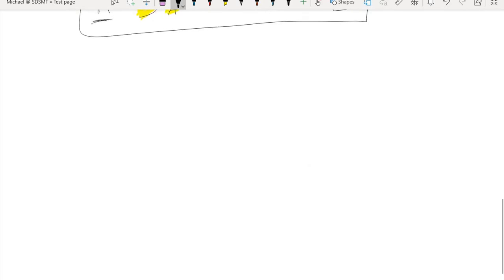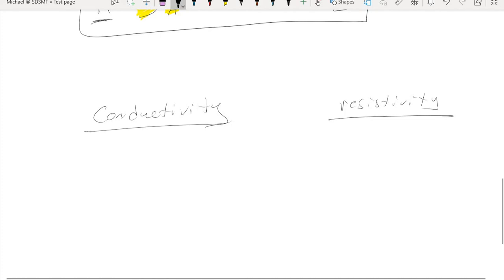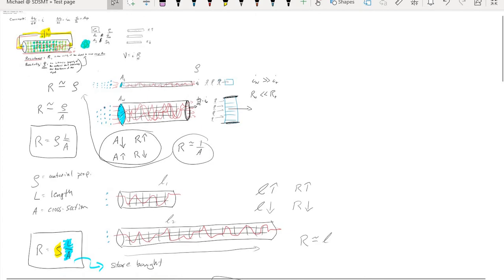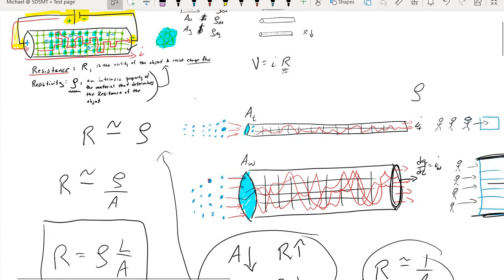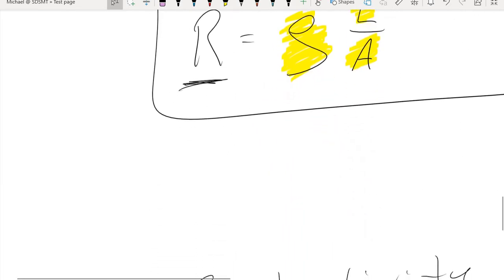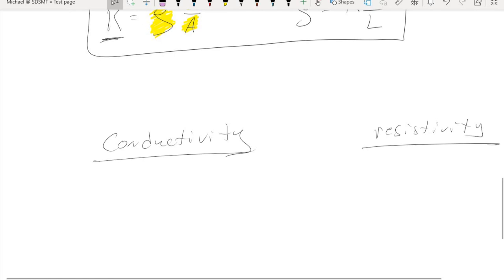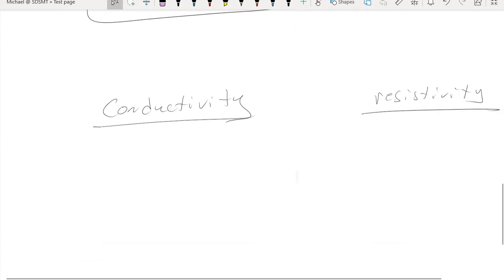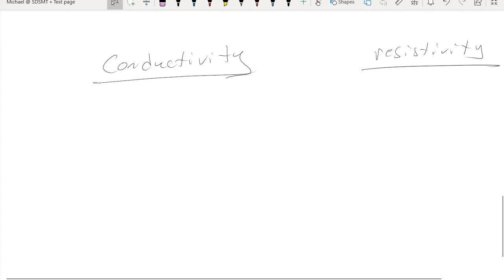Now the book takes about a paragraph on this next topic, which is called conductivity. And conductivity is really just the antithesis of resistivity. So resistivity, up above, our definition of resistivity said that this was an intrinsic property of the material that determines the resistance of the object. So the resistivity plays into how much resistance we're going to have. Well, the conductivity is just the opposite. The conductivity is going to be an intrinsic property of the material that tells us how that material will allow charge flow.